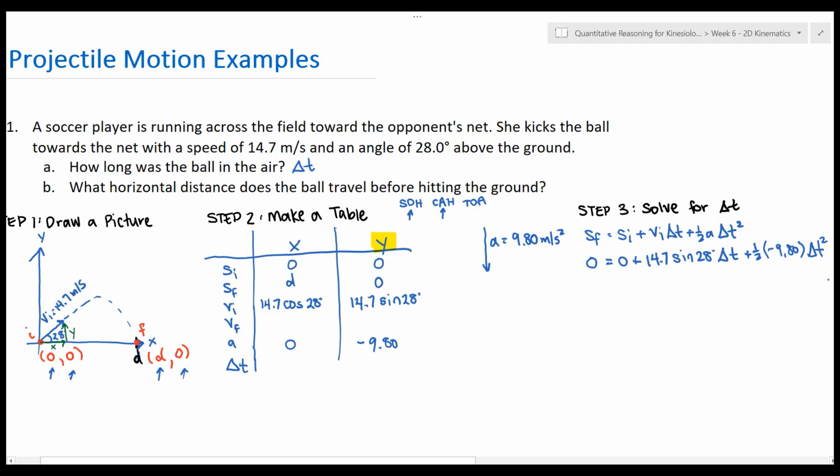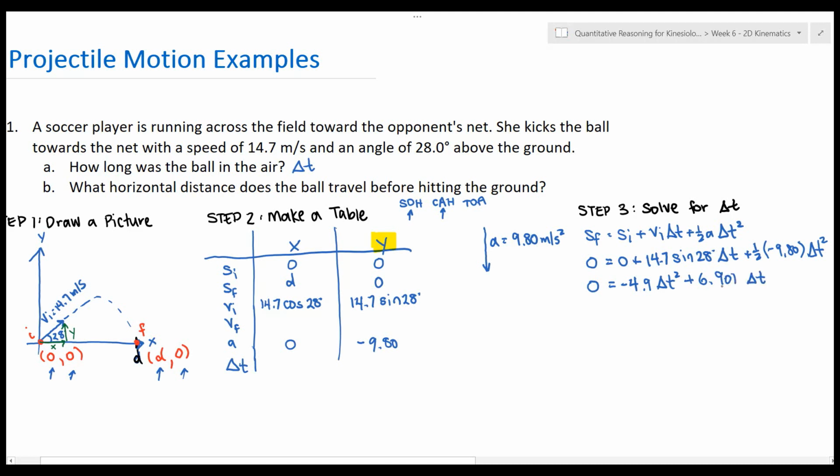I'm going to use the quadratic formula here. So I'm just going to rearrange this so everything is in the correct order. So I'll leave everything on the right side. First is the 1/2 times negative 9.80 delta t squared. Delta t squared always comes first, so that's negative 4.9 delta t squared. And next is the 14.7 sine 28 delta t. So I'm going to type this on my calculator. 14.7 sine 28 degrees. And I'm left with plus 6.901 delta t.